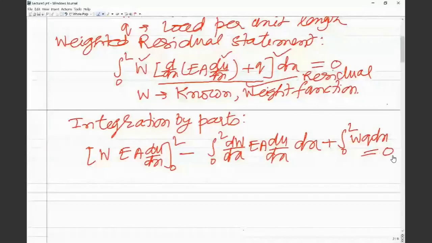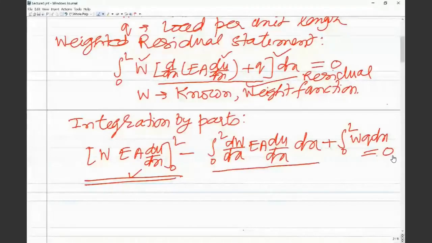Now if you see, this is a boundary term. After doing the integration by parts, we have two types of terms. One is the boundary term, that is this term, and another is the integral term, which is the integration over the length of the domain. So which is actually this term, and of course we have this integral also, wq dx equal to 0.